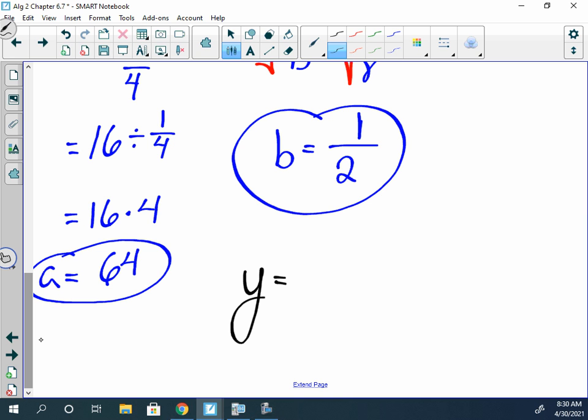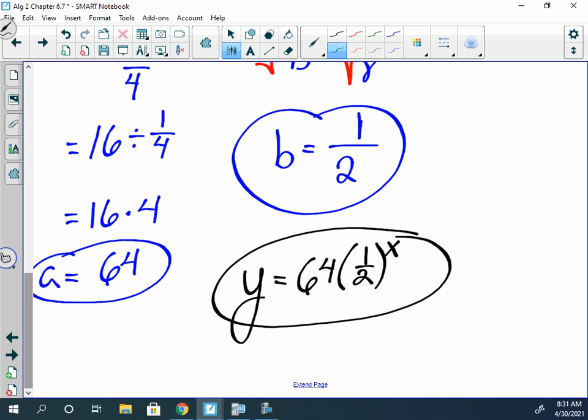Any questions on how we found a and b? So again, our equation is y is equal to a times b to the x. And this here would be our equation. Now that's really all it asks us to find. But looking at this here, would this exponential be considered exponential growth or exponential decay?